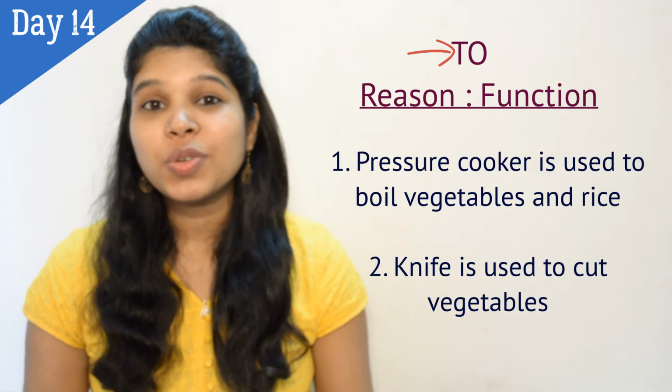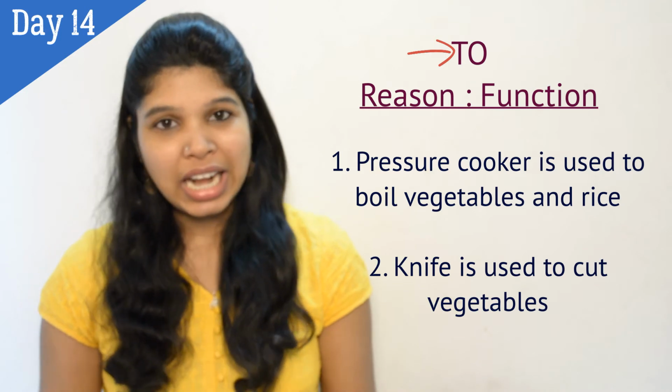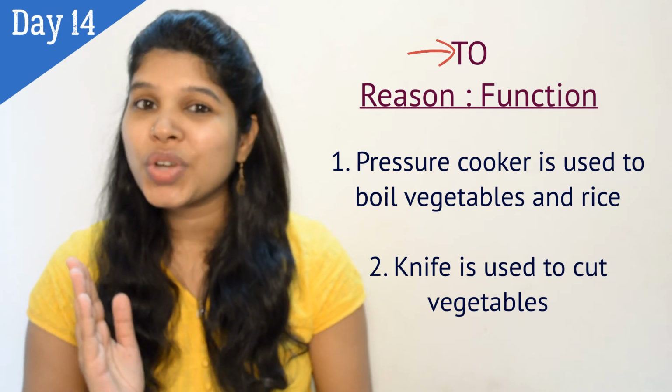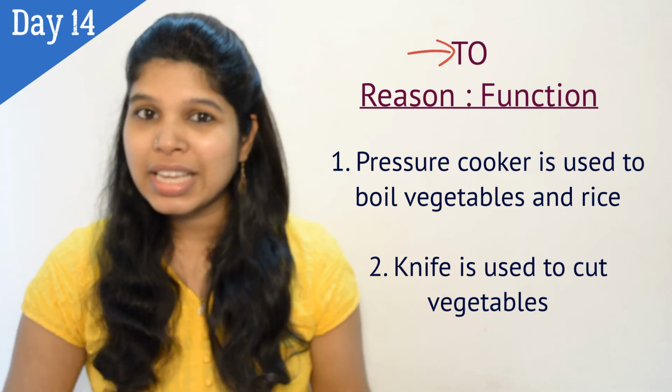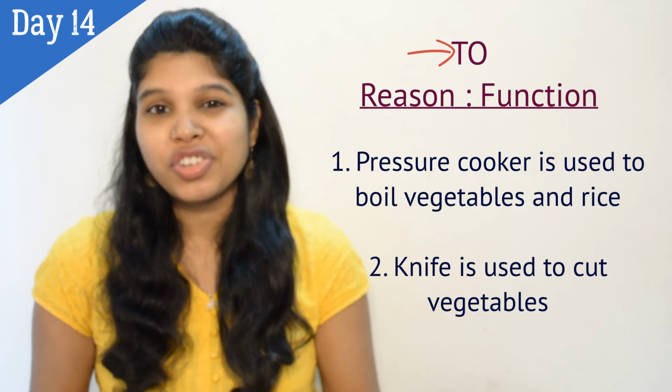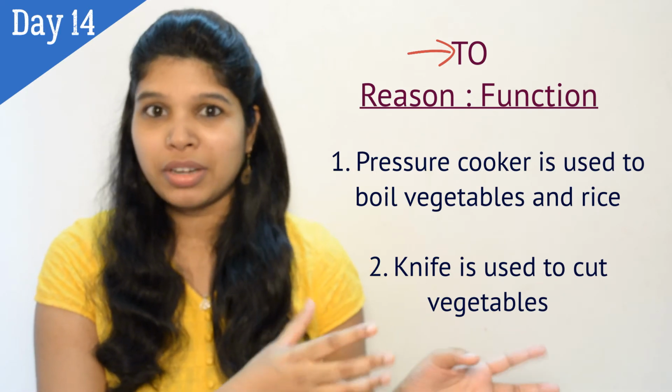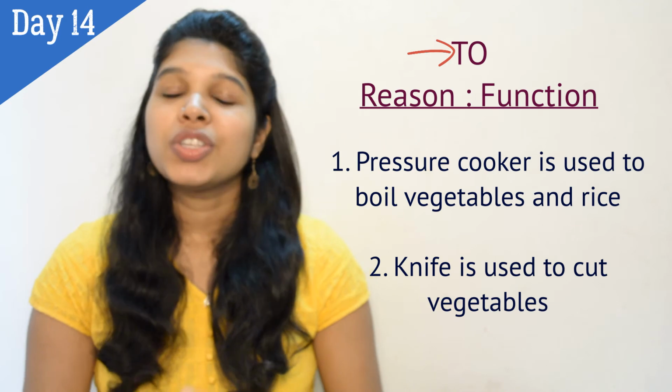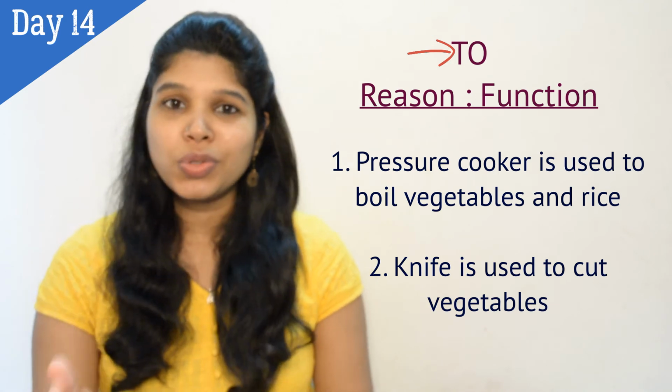And when you are talking about functions, then also you are supposed to use to. When I say functions, look at this. Pressure cooker is used to boil vegetables and rice. Knife is used to cut vegetables. So in both the cases, you are talking about the function of the knife or the pressure cooker. So when you're talking about a function, use to.